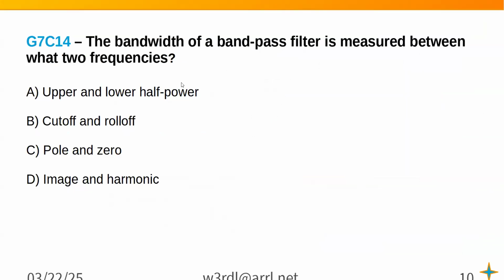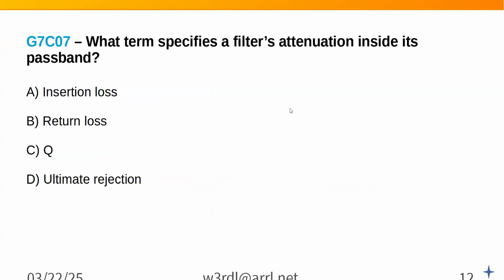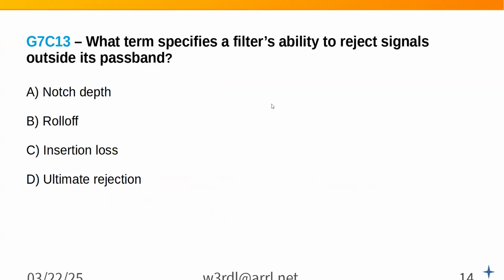Alright, the bandwidth of a bandpass filter is measured between what 2 frequencies? Alpha. Upper and lower half power points or cutoff points. What term specifies a filter's attenuation inside the passband? Insertion loss. What term specifies the filter's ability to reject signals outside the passband? Ultimate rejection.